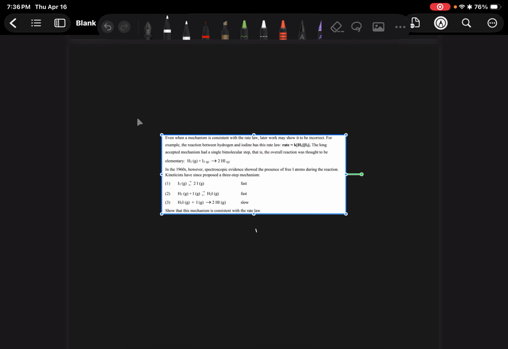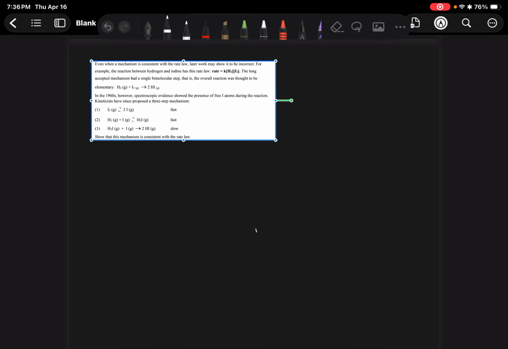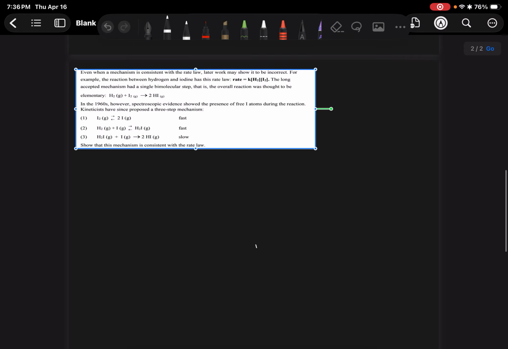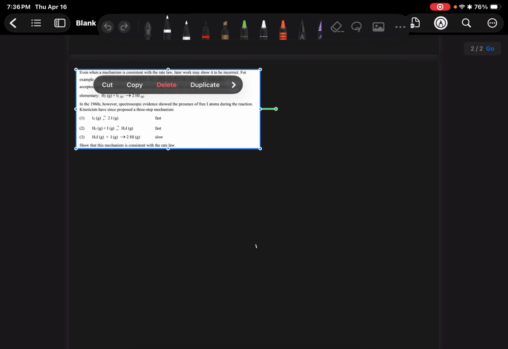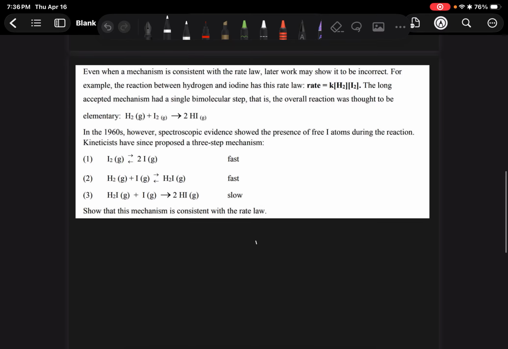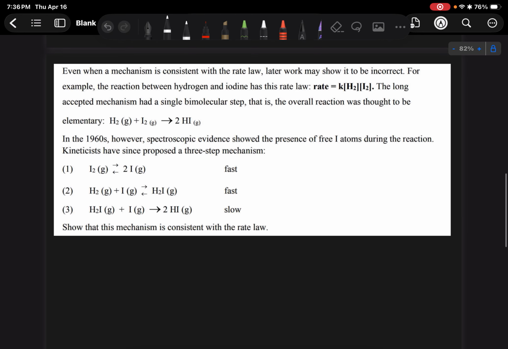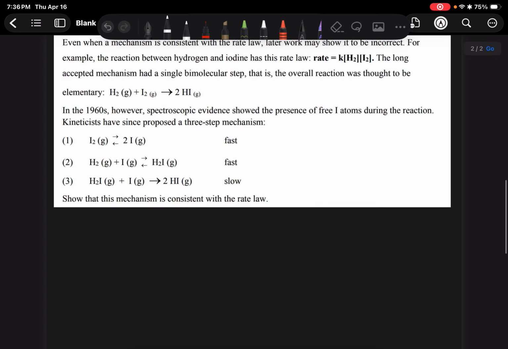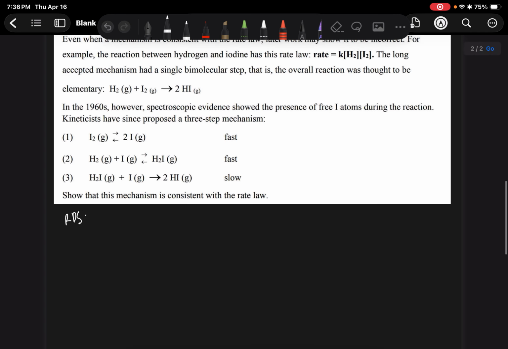Now we're getting into showing that a rate law is consistent with whatever we found. Let's figure this out. I low-key forgot how to do this as well. Okay, even when a mechanism is consistent with the rate law, later work may show it to be incorrect. Show that this mechanism is consistent with the rate law. So we need to determine the rate determining step. That's the first step, I remember. The rate determining step will determine the overall K, the overall reaction, if you will.